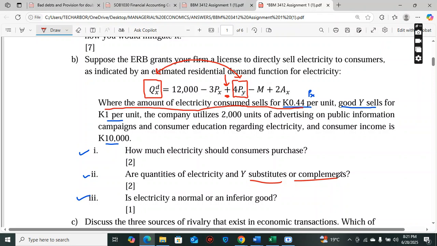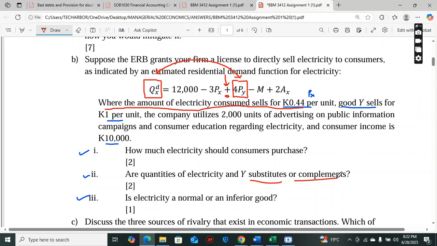Examples are a phone and a screen protector, a car and fuel, a phone and a SIM card. Okay? Examples of complements. They're used together, yes. Let me put it in a better way: a complement is a good that is used with another good.